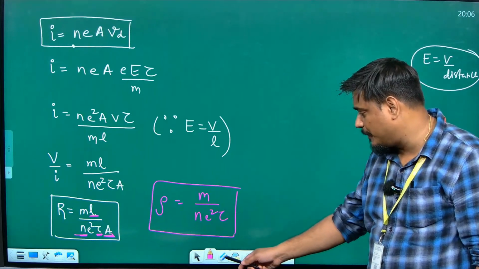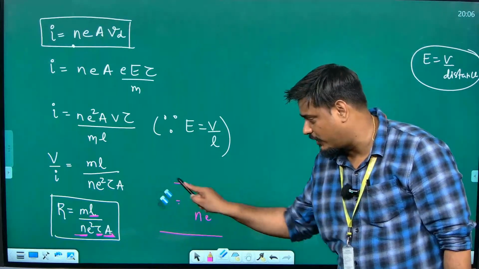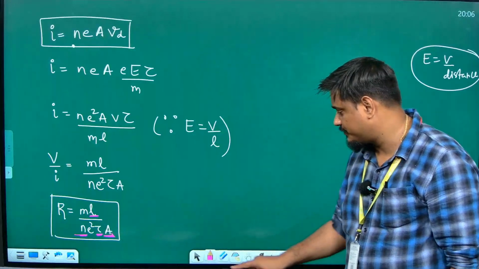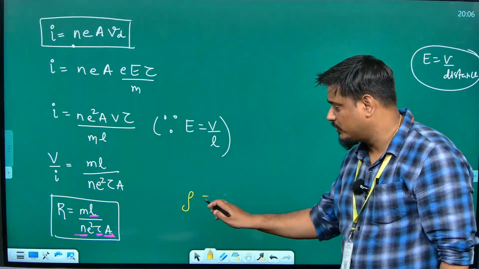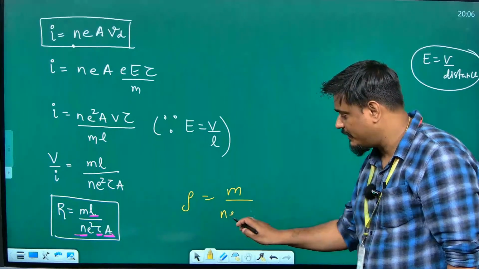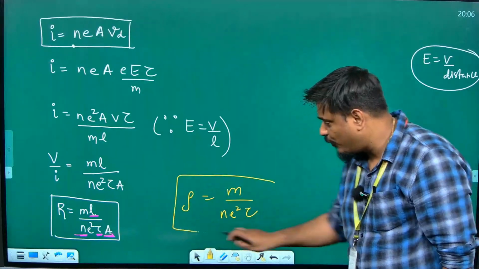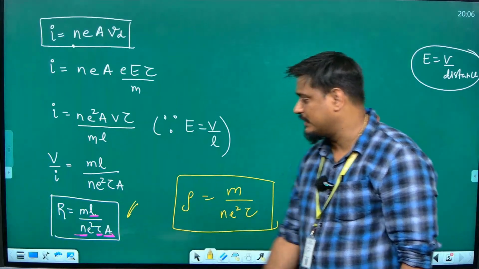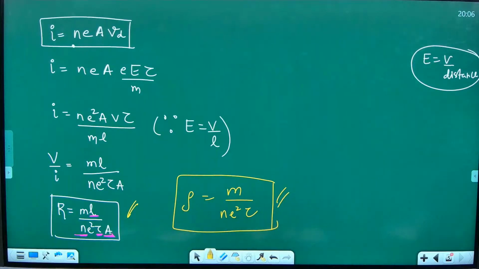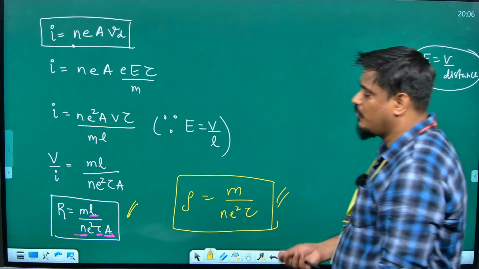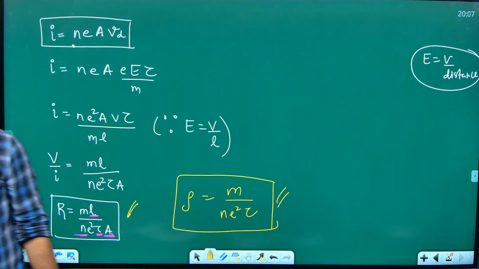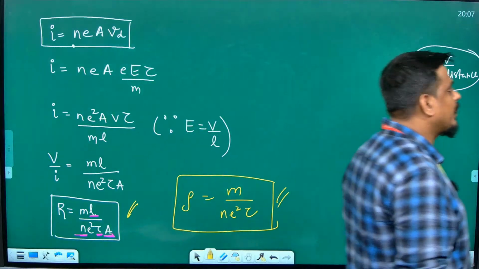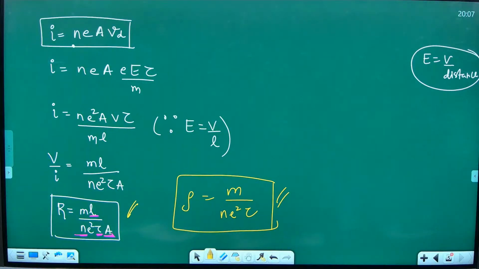If it is not visible to the people who are online, this color I have chosen is, I think, a wrong color. I'll write it with some other yellow. That is rho is equal to M by N E square tau. This is the formula of resistivity. This is the formula of resistance. Remember this. Copy it up fast. We have found the formula of resistance and resistivity. Resistance is M L by N E square tau A and resistivity is M by N E square tau.